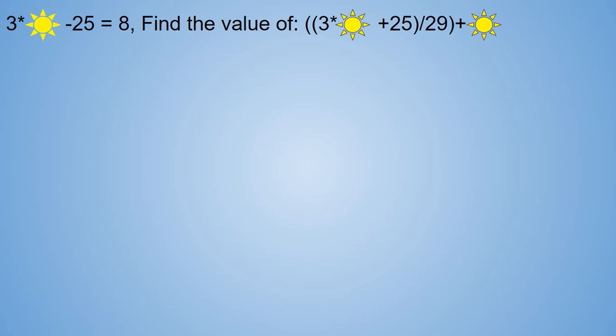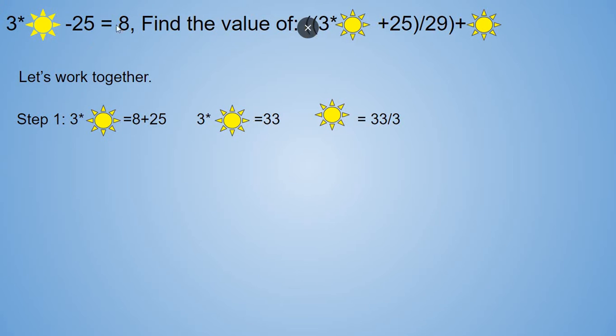Two things here. The sun represents a number. And the second thing is that the sun stays the same number. It's constant. It doesn't change. So first, what we're going to do is solve this equation and figure out what sun is so we can solve the second equation and find our final answer. In order to find what sun is, we're going to keep the sun on one side and bring all the other numbers to the other side.